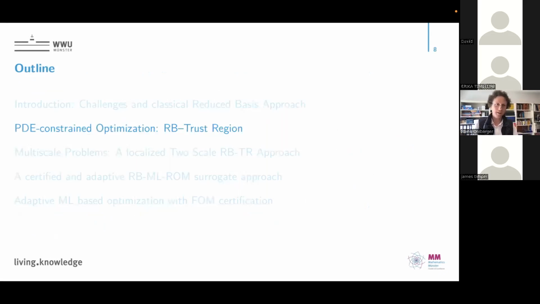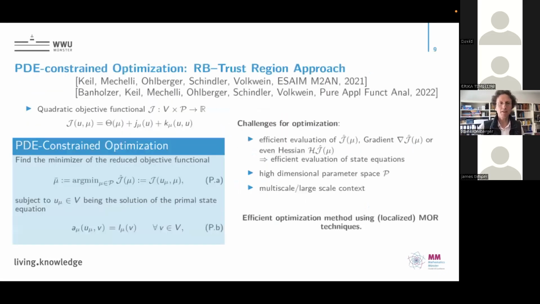So I come now to the major part of my talk, PDE constrained optimization. And the results that I present here are mainly based on two papers that are meanwhile out. One was in 2021 and the other in 22. We consider PDE constrained optimization in the following context. We have an objective functional depending on a state and a parameter. And the state is itself a solution of a variational problem. Here we consider, for simplicity, first just linear elliptic problems behind this variational formulation.